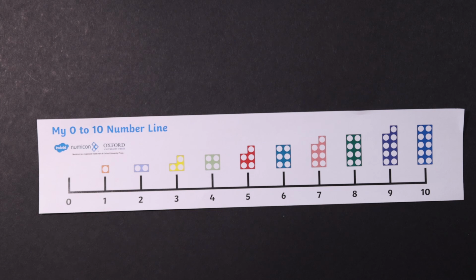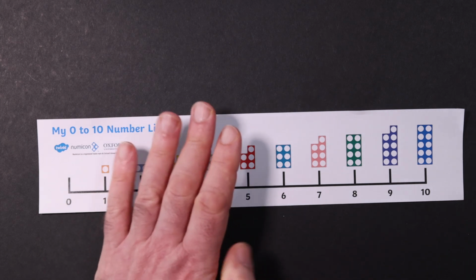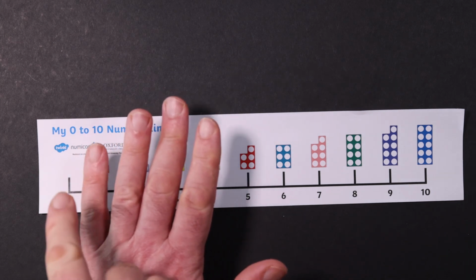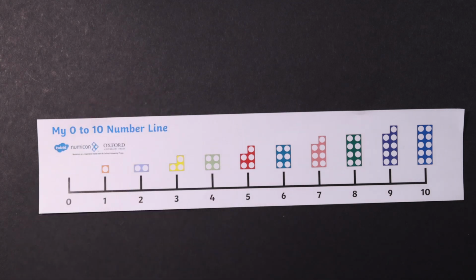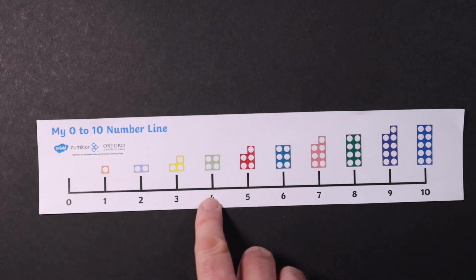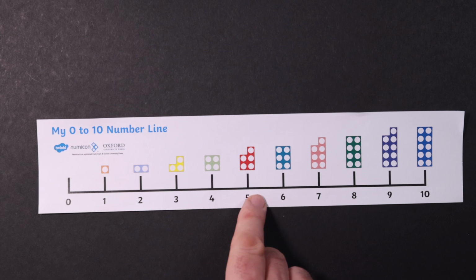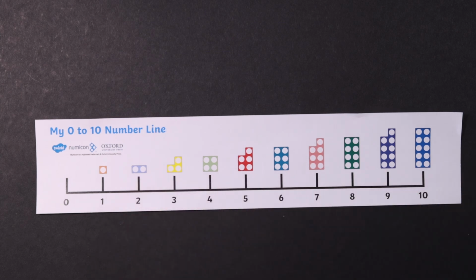What's one more than 4? Show me 4 fingers. Add one more. How many have we got? 1, 2, 3, 4, 5. Let's find that on the number line. Here's 4. One more than 4 is 5. So we're going this way, up to the bigger numbers.